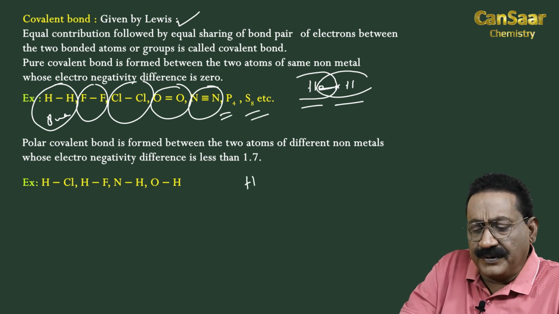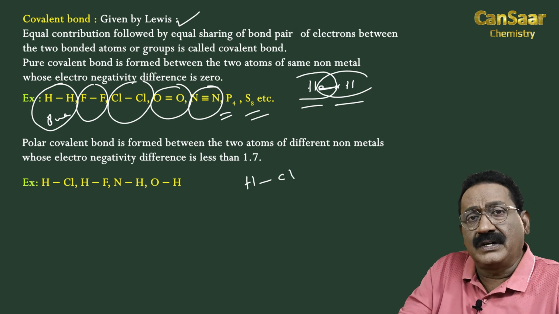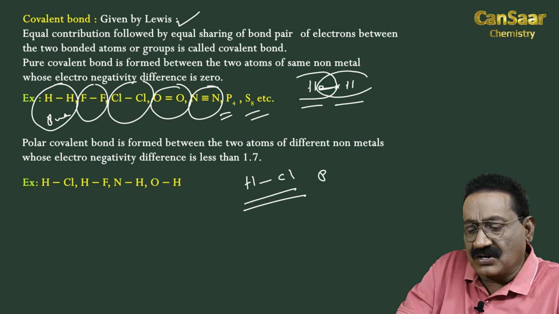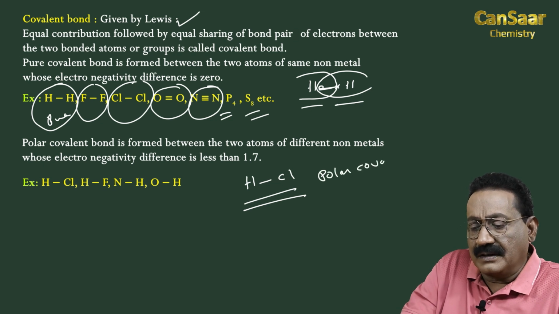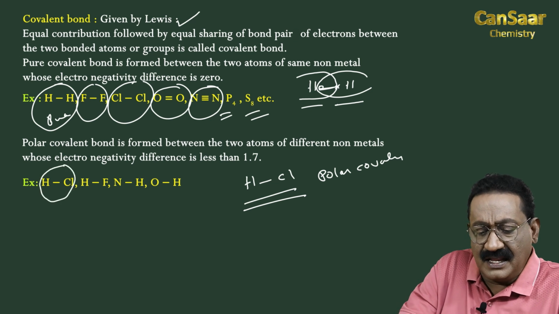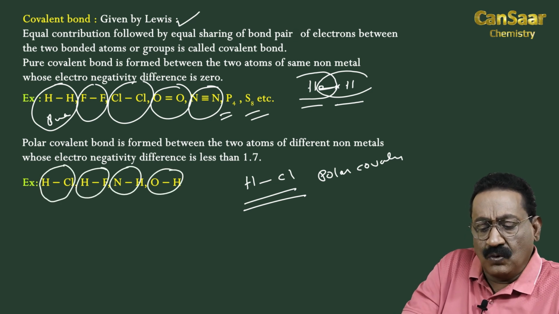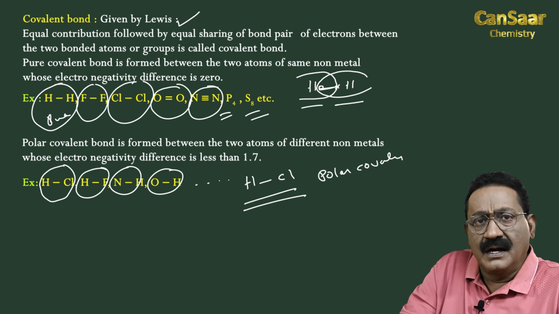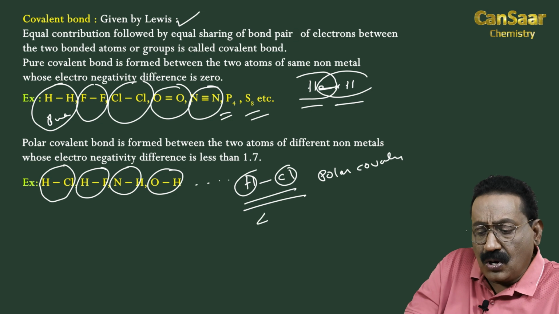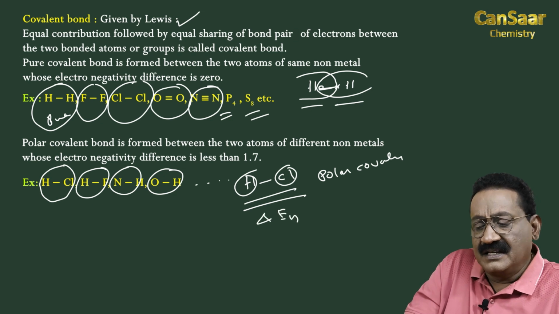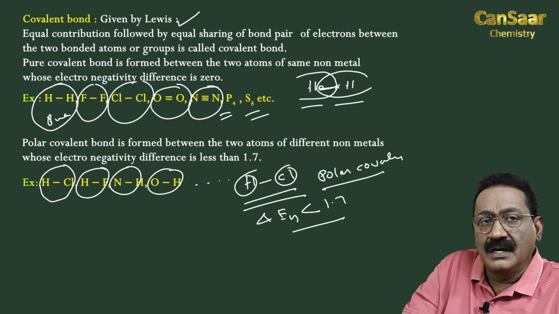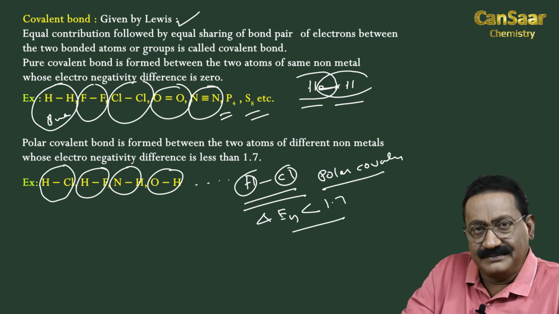If the bond is formed between atoms of two different nonmetals, for example HCl, then this bond is called a polar covalent bond. This polar covalent bond is formed between H-Cl, H-F, N-H, O-H, and so on. Actually, between the two nonmetals, the electronegativity difference is less than 1.7. Such a bond is called a polar covalent bond.